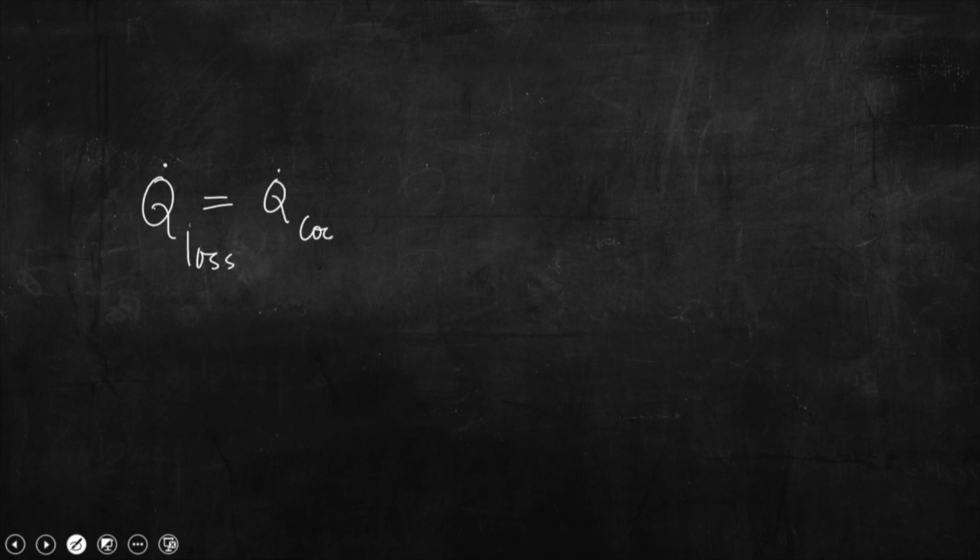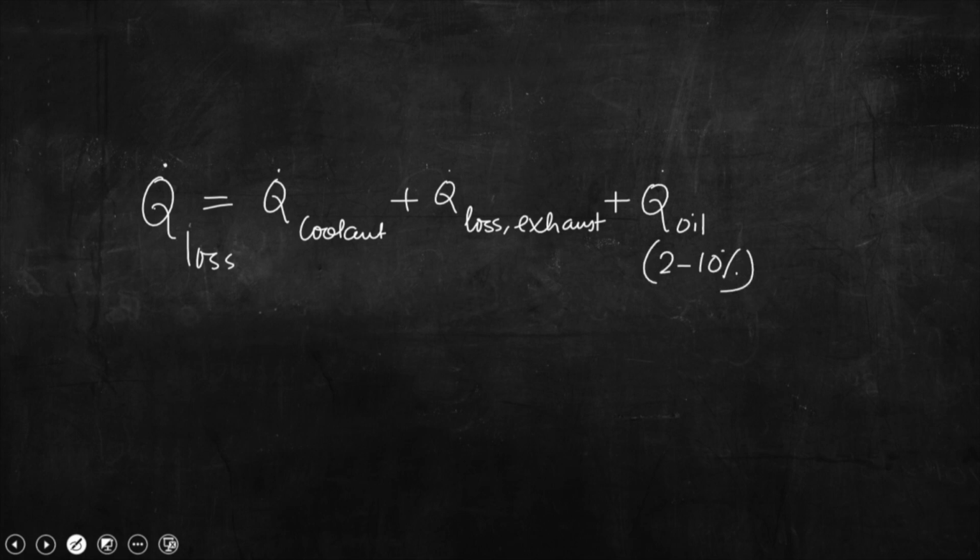So, if we recall, the total energy Q dot that we need to transfer from the engine, that is the loss, is Q dot coolant plus Q dot loss through exhaust system, plus Q dot oil. That is what we have discussed. We had seen that this is 2 to 10%, that is 5 to 15%, and that is 10 to 30%.